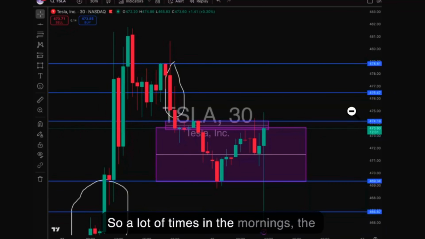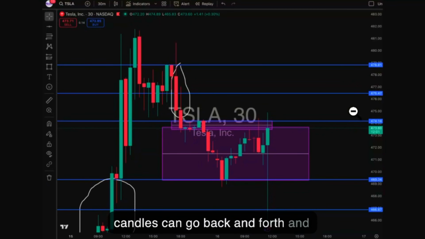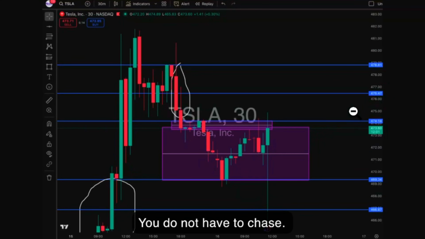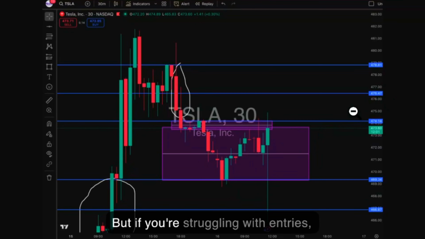A lot of times in the mornings, the candles can go back and forth and be very scary for a lot of new traders. But you do not have to rush. You do not have to get in early. You do not have to chase. Sometimes we can have starters if we hold above, but if you're struggling with entries, just wait for a lower time frame candle closure if we have strength on a lower time frame.